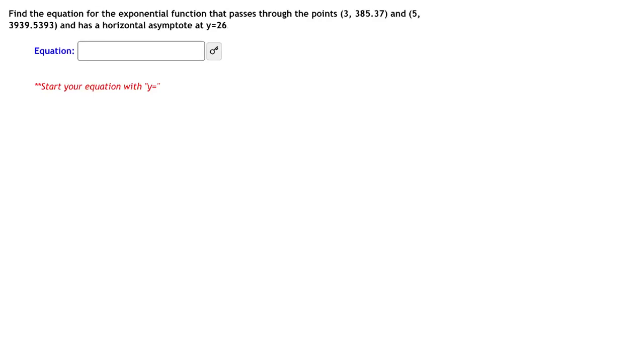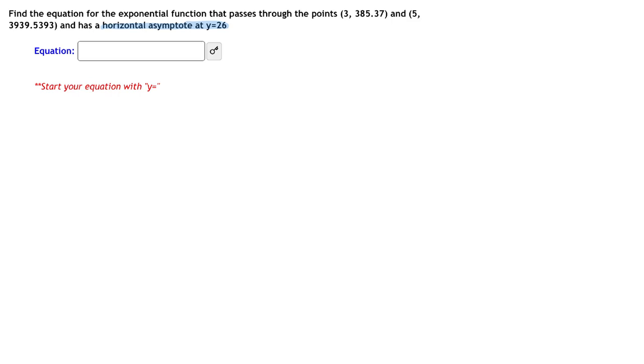This video is asking us to find the exponential equation through 2 points. So we don't have a table given, and we don't have a graph given, but we do have points given. So it's important to plot those, and it's also extremely important to note that what we have here is a horizontal asymptote listed at y equals 26.